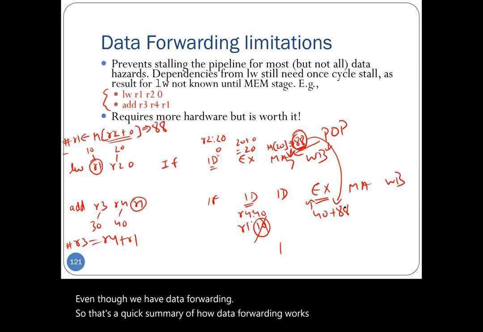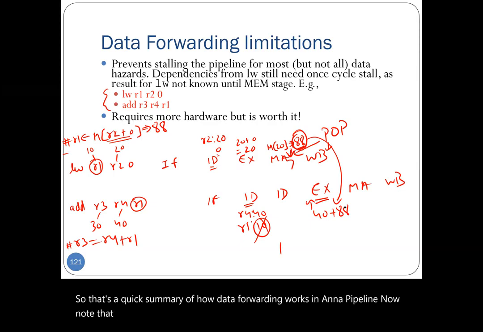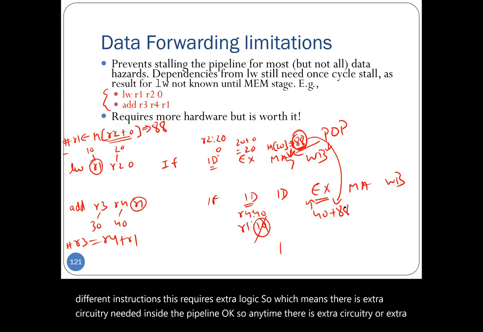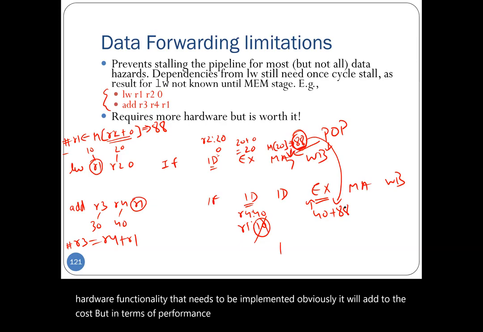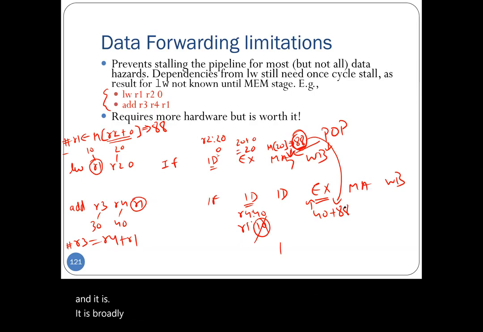Now note that forwarding this data within the pipeline across stages for different instructions requires extra logic, which means there is extra circuitry needed inside the pipeline. Anytime there is extra circuitry or extra hardware functionality that needs to be implemented, obviously it will add to the cost. But in terms of performance, data forwarding is absolutely worth it, and it is used very generously in modern microprocessors for boosting the performance of their pipelines.